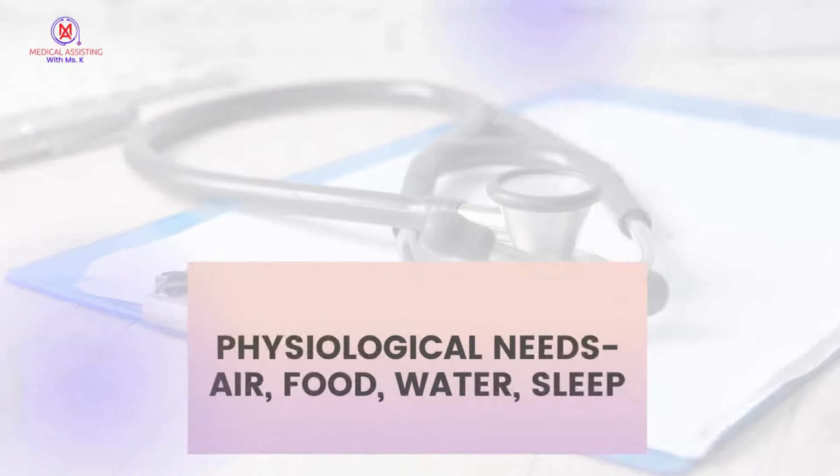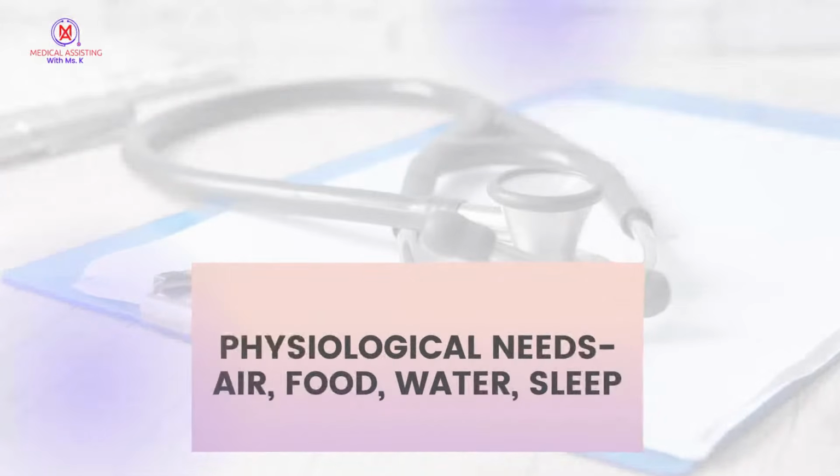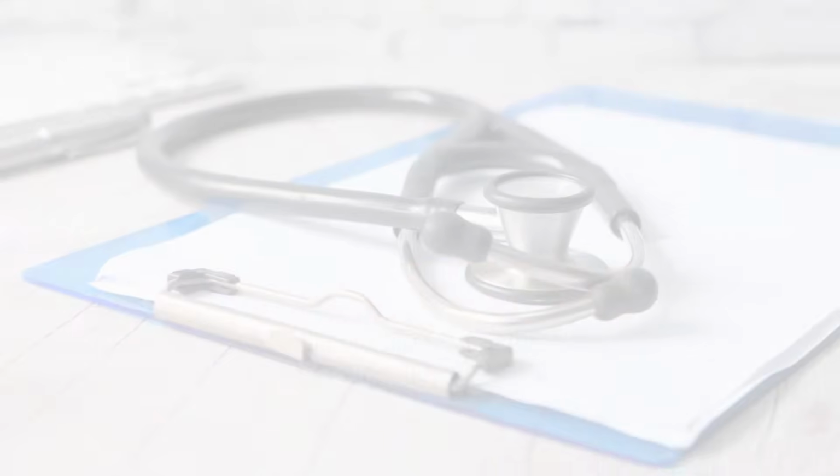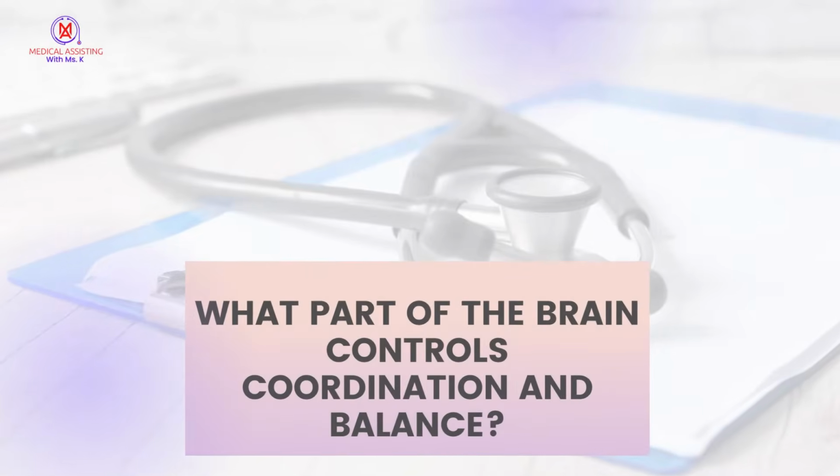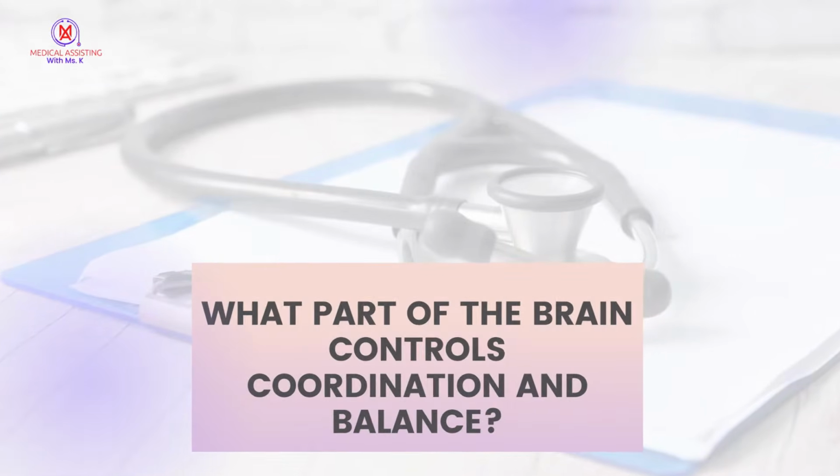Yep, if you said physiological needs like air, food, water, and sleep, you are correct. What part of the brain controls coordination and balance? And again, yes, safety is one as well. Somebody mentioned safety. Yes, safety is one as well.